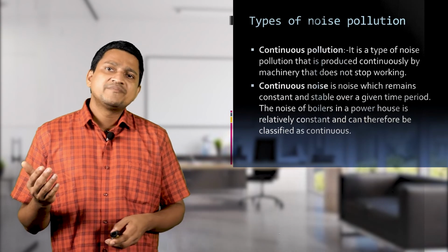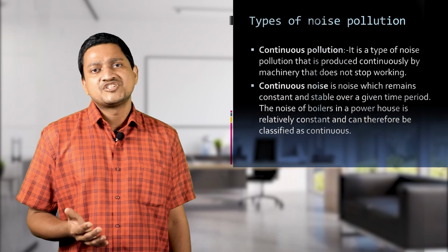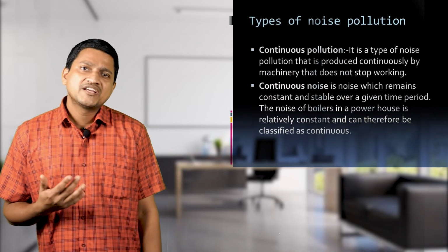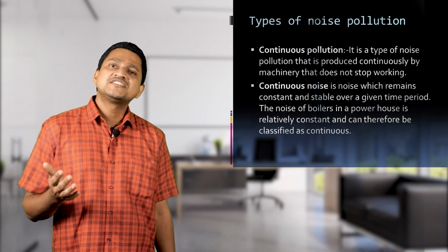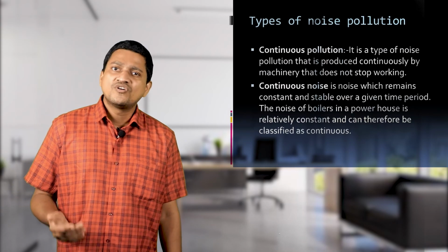Continuous pollution is a type of noise pollution produced continuously by machinery that does not stop working. Continuous industrial machineries produce a large amount of sound or noise continuously. That type of pollution is called continuous pollution.